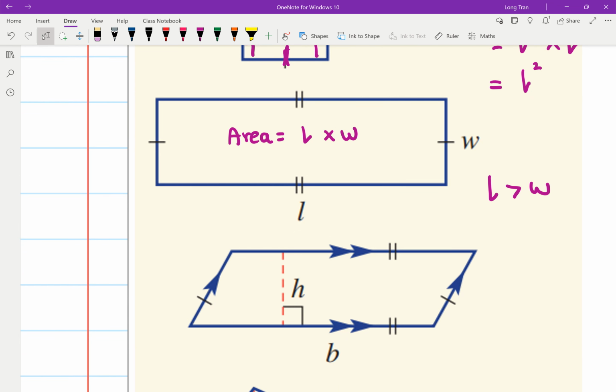Rhombus. Now, a rhombus has to have all sides the same, and we can see that's one dash, but that's two dashes. So not all the sides are the same. So it's not a rhombus, but it is very good. Anyone know how to spell that, though?